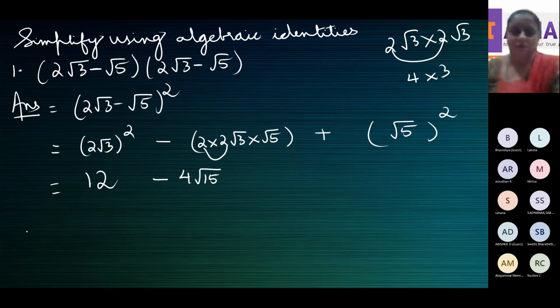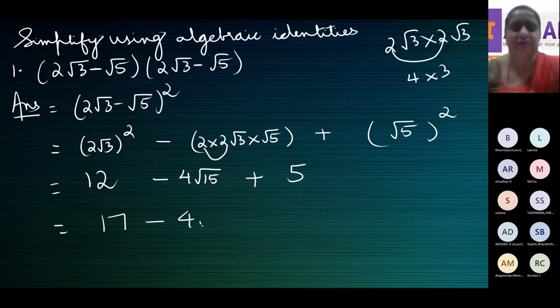Yes, ma'am. Plus root 5 into root 5 is 5. Root 5 the whole square means root 5 into root 5. Root 5 into root 5 is 5. Next step, 12 plus 5, 17 minus 4 root 15. That's all. This cannot be simplified further. Now don't write 17 minus 4 is 13, so 13 root 15.